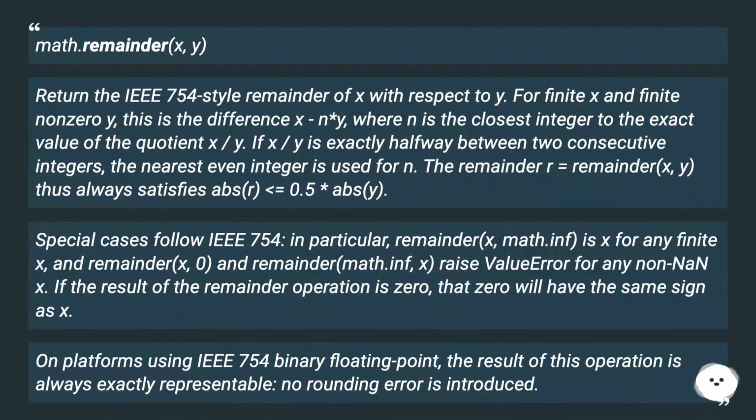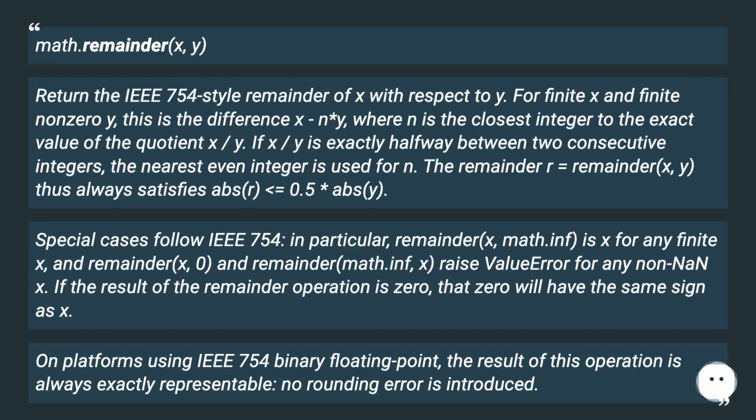math.remainder(x, y) returns the IEEE 754 style remainder of x with respect to y. For finite x and finite non-zero y, this is the difference x - n*y, where n is the closest integer to the exact value of the quotient x / y. If x / y is exactly halfway between two consecutive integers, the nearest even integer is used for n. The remainder r = remainder(x, y) thus always satisfies abs(r) <= 0.5 * abs(y).